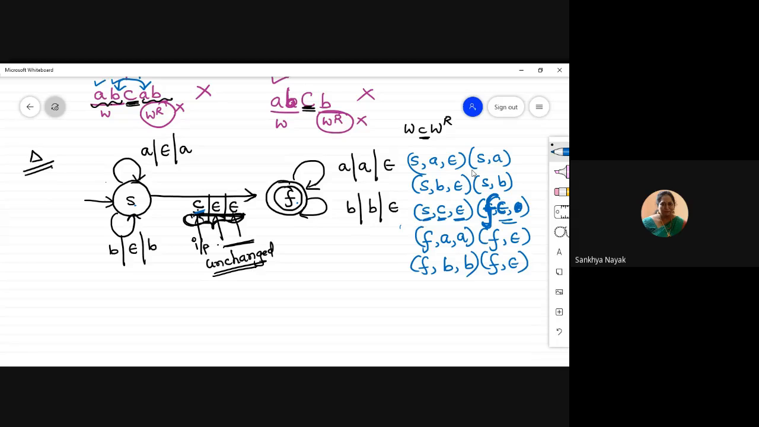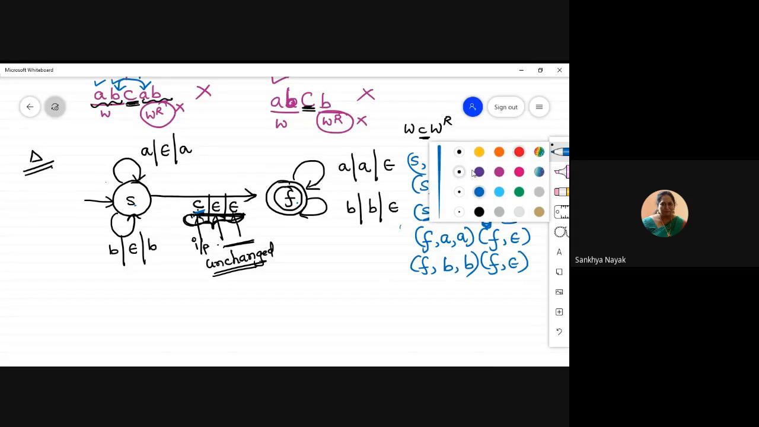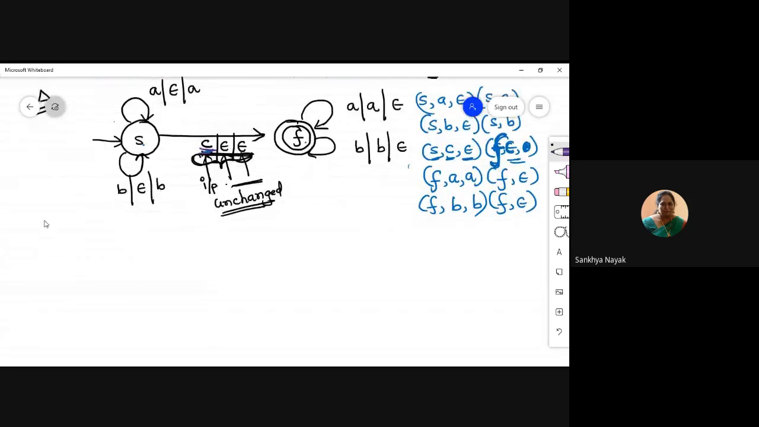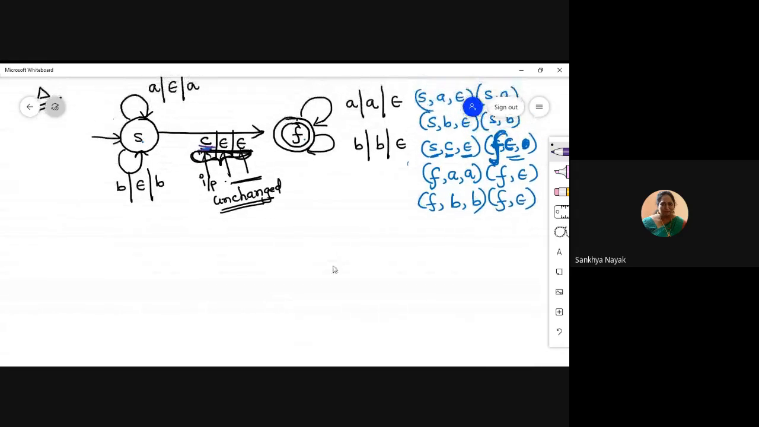Correct? Pop it. This is the same logic you used in data structures. You remember making use of a stack to find whether a given string is a palindrome or not. The only difference is here we are using a C marker. Now let us take one or two computations and see whether we accept or reject.